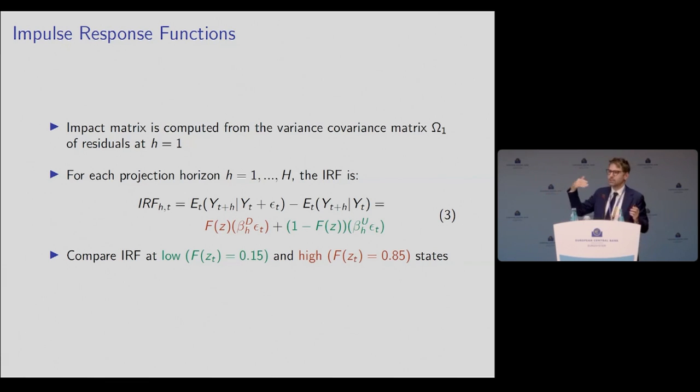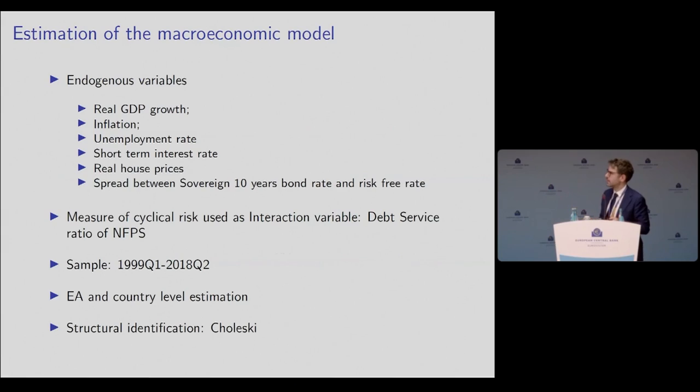I'm going to do, in this case, a Cholesky decomposition, and I'm going to project over time the impact matrix that I obtained. For the different shocks, I have an effect on the different variables, and the coefficients B_h^D and B_h^U make me propagate the shock over time for the different variables. The variable F(Z_t) decides which of the two regimes dominates, the up regime or the down regime. So the impulse responses are a convex combination of these two extreme states, the high vulnerability case and the low vulnerability case. In the paper, we report the results when the logistic transformation is at the 15th percentile or the 85th percentile.